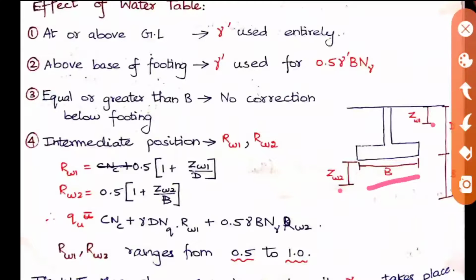So RW1 is equal to 0.5 into (1 plus ZW1 by D), and RW2 will be equal to 0.5 into (1 plus ZW2 by B). Okay, so these factors have to be multiplied with the formulas. Wherever we have gamma, you should multiply this RW1 and RW2 with that formula. Normally the range of this factor is 0.5 to 1.